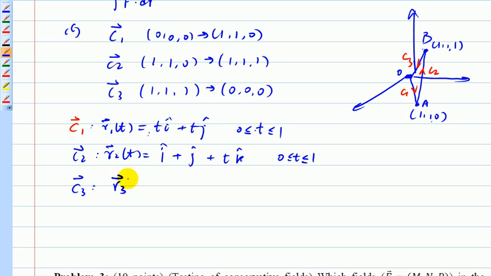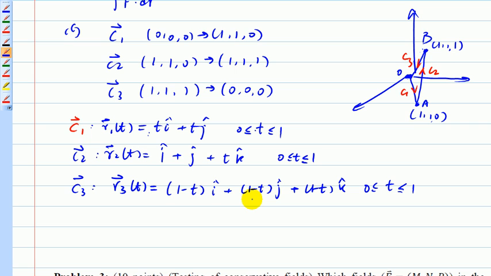For the r3 parametric equation, from here to here, one option is just (1 minus t) i hat plus (1 minus t) j hat plus (1 minus t) k hat, where t changes from 0 to 1. It's fairly simple because when t is 0, all you have is (1, 1, 1), and when t is 1, you have (0, 0, 0). Basically, that indicates you're going from point B to point O.